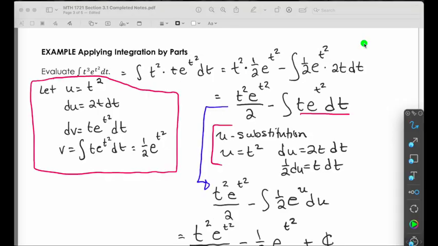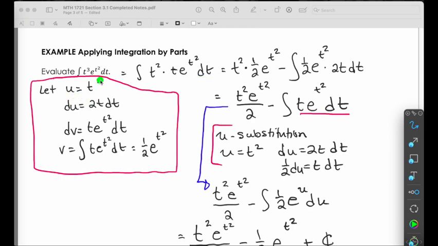Okay, here's another example of applying integration by parts. However, in this example, we are going to rearrange the function a little bit before we start. So instead of writing this as t to the third times e to the t squared, I'm going to separate a t from this t cubed and put it in with this function here. So I'm going to rewrite this as t squared times t e to the t squared. So this is my u, and this will be my dv.